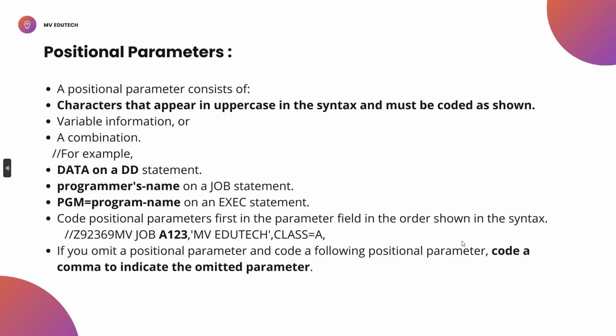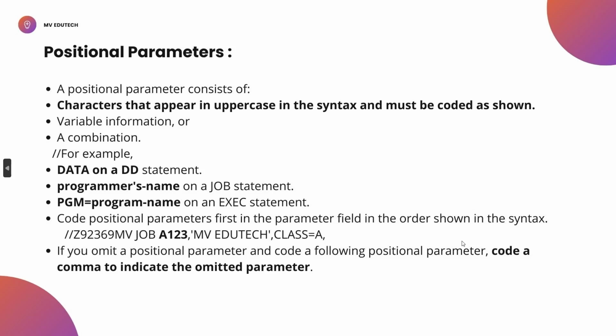The 11th one is filler, and from 12 to 15 is my operation field, which consists of JOB. After that, A123 means accounting information. It is accounting information and it is a positional parameter. If you want to divide your positional parameters and keyword parameters, it must be followed by a comma. You have to separate them with a comma.